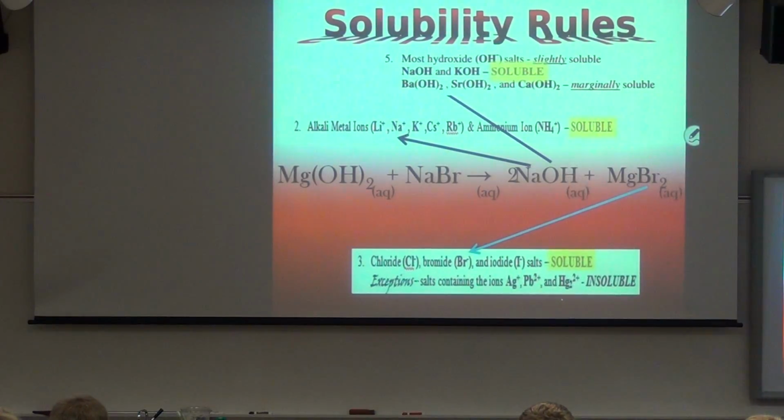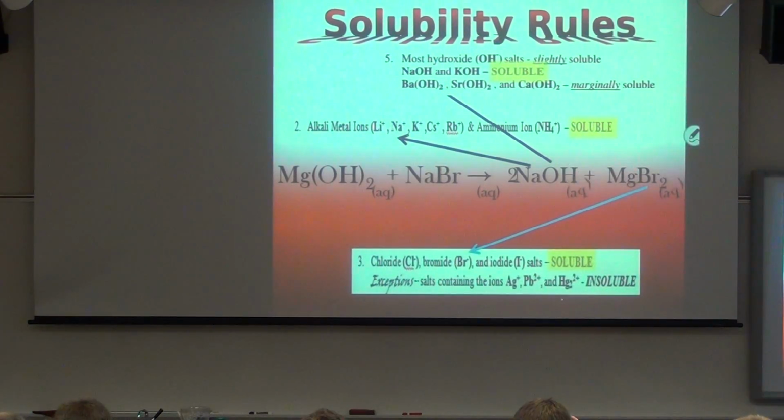Everybody knows what dancing aqueous means, right? Yeah, obviously. That means that we started out with basically 4 ions dissolved in solution. Magnesium ions, hydroxide ions, all dissolved in solution. Sodium and bromine, all dissolved in solution.